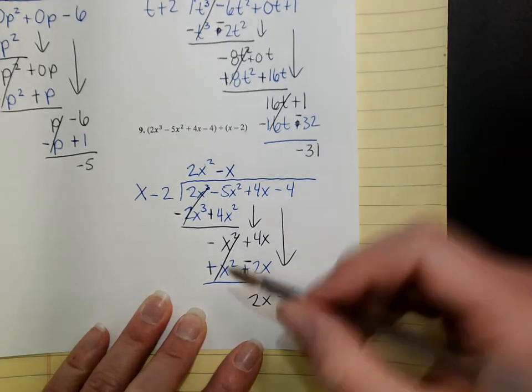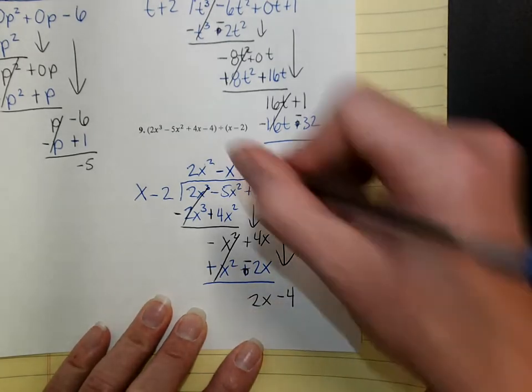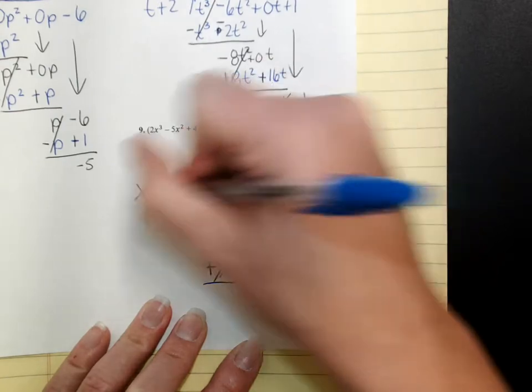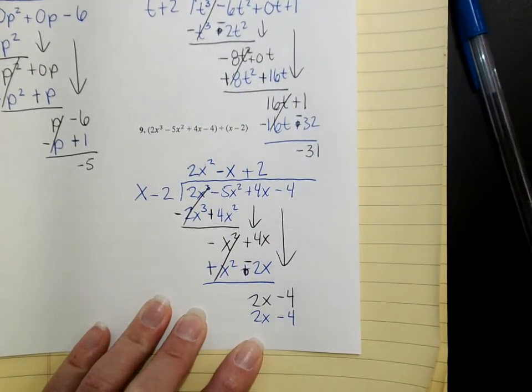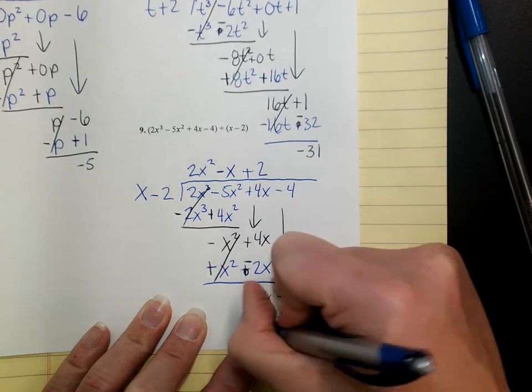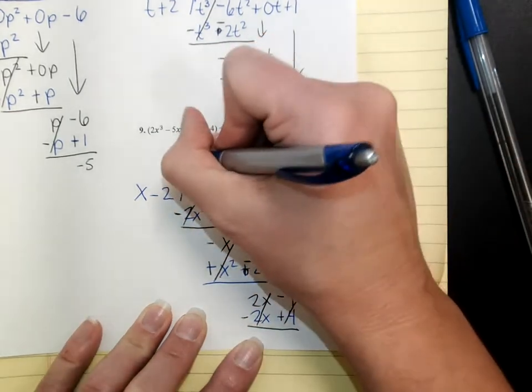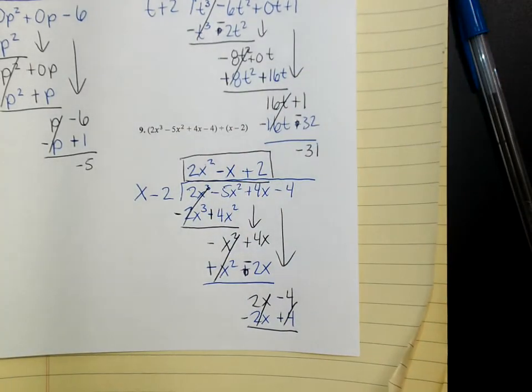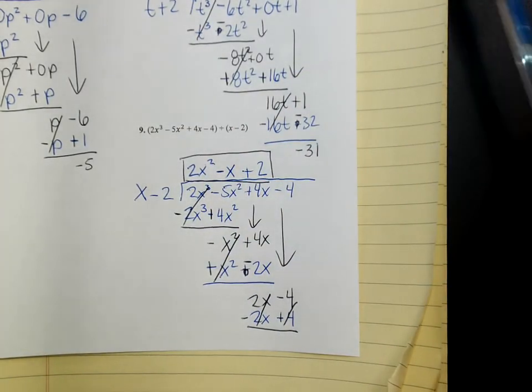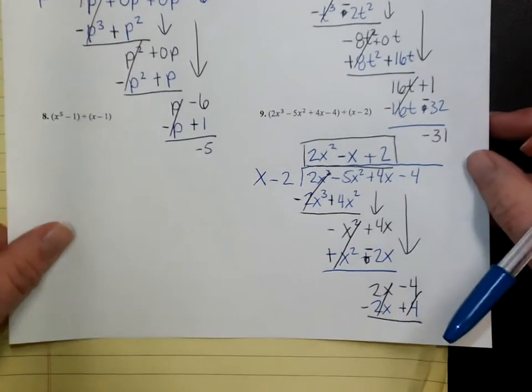X times what equals 2x? That's times 2. So plus 2. 2 times x, 2x, 2 times 2, negative 4. When I change my signs, man, I love this question because everything cancels out, and my answer is just 2x squared minus x plus 2. I guess I'll go ahead and work this last one, even though I didn't want to.